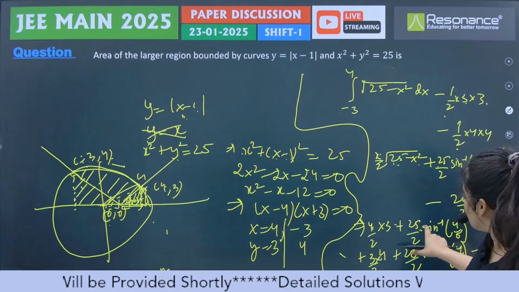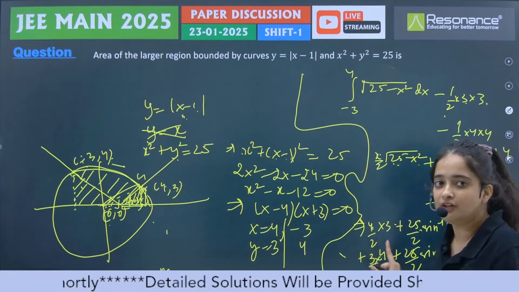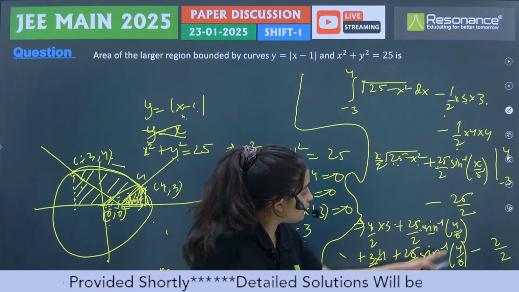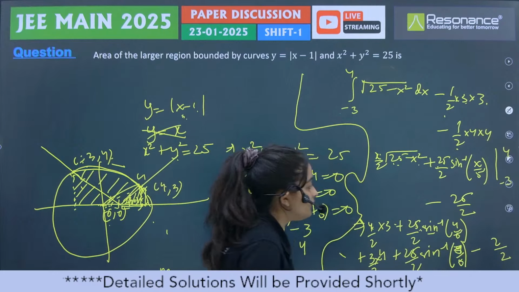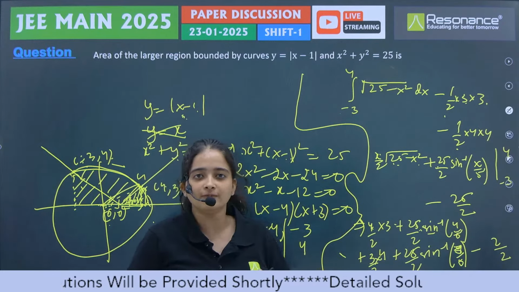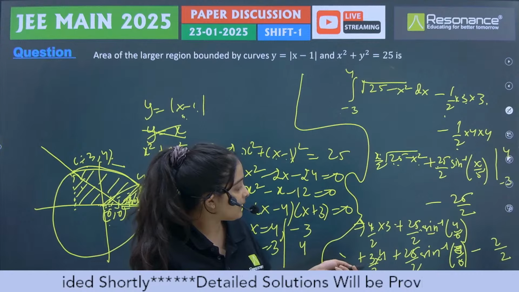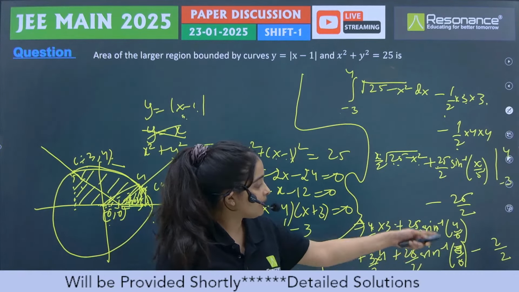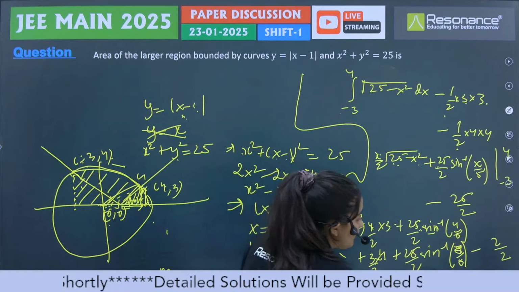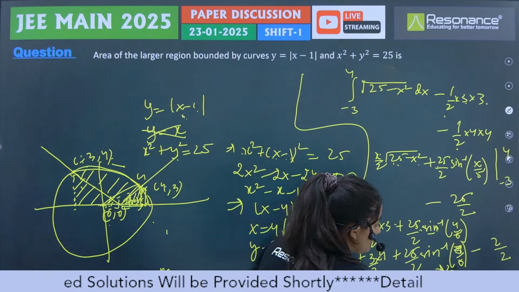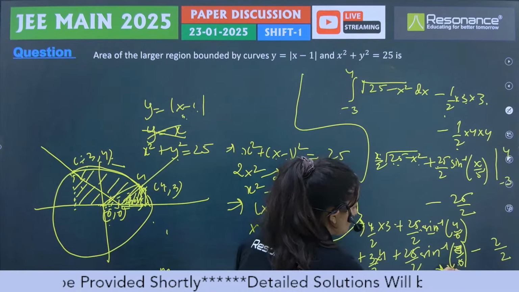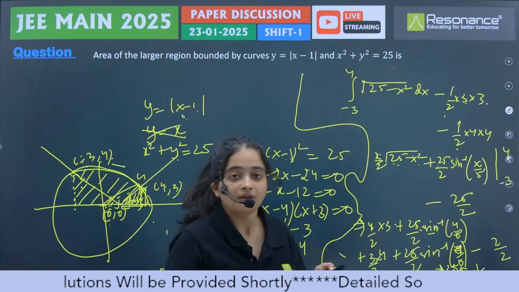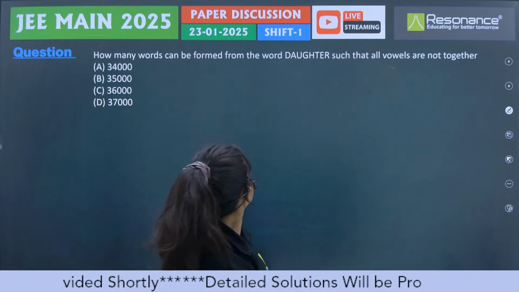From these two terms, we'll take 25 by 2 common. So what are we going to get? 25 by 2 common, sine inverse 4 by 5 plus sine inverse 3 by 5. Sine inverse 3 by 5 can be written as cos inverse 3 by 5. So cos inverse 4 by 5 plus that will become pi by 2. So 25 pi by 4 minus 1 by 2. Moving forward to the next question.